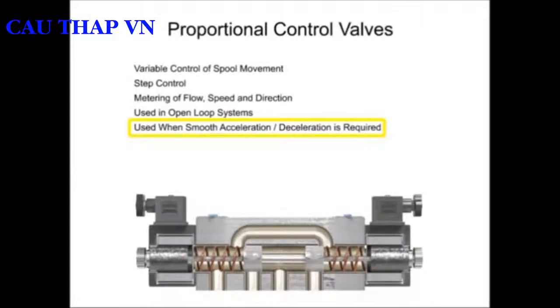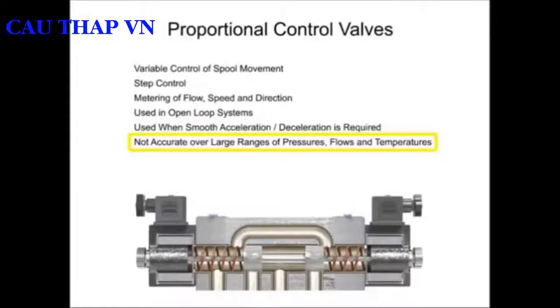Most valves of this design are used in open-loop systems to smoothly accelerate and/or decelerate an actuator or cylinder. The proportional control valve allows for a simpler hydraulic circuit, but it is not accurate over a broad range of pressures, flows, and temperatures. Neither are they highly responsive. Proportional valves offer a variety of machine cycles, which can safely be operated at greater speeds and result in improved machine cycle times and production rates.